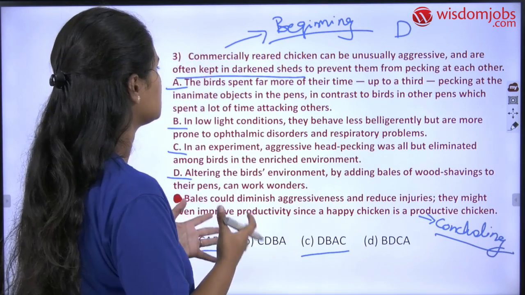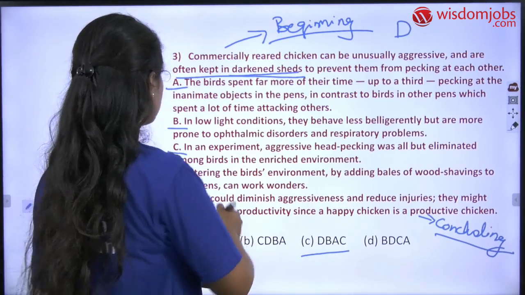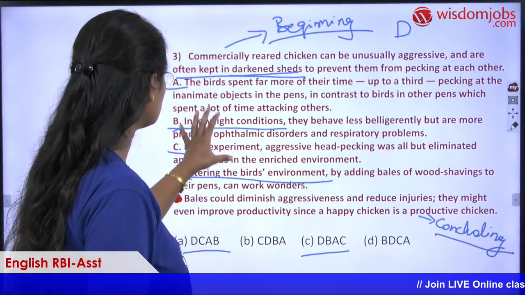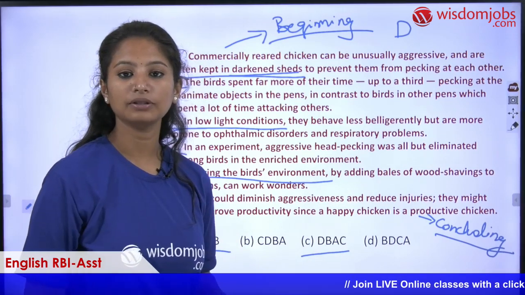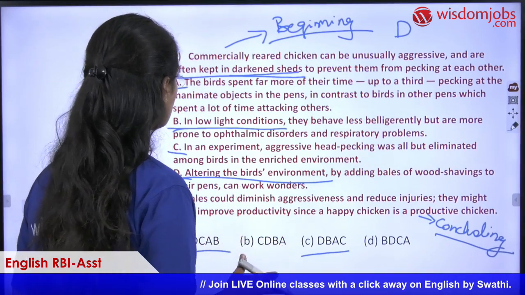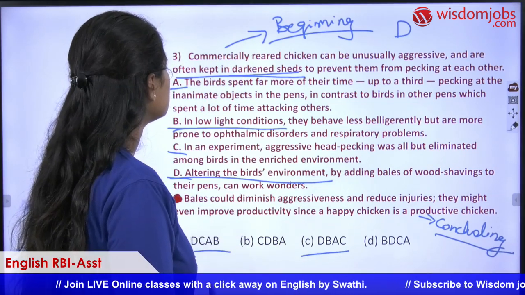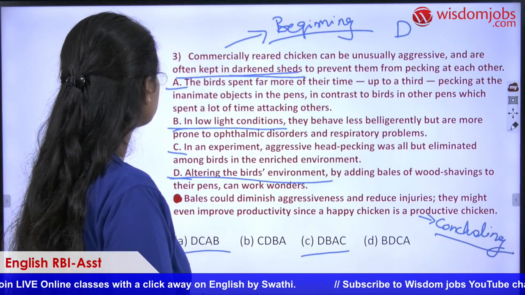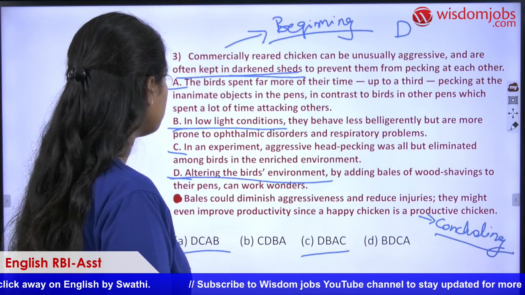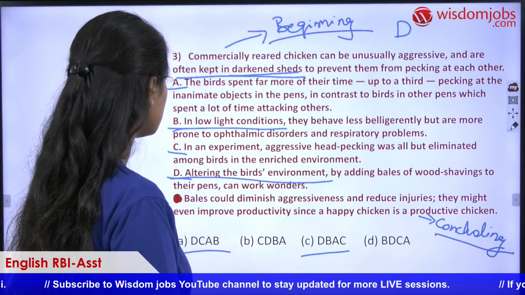There are two sentences which basically talk about places, like darkened sheds. What are the two sentences? In low light conditions, and the other is altering the bird's environment. Basically, two statements are given which talk about the place change of the birds. So now let us link both statements with the beginning sentence. Commercially reared chicken can be unusually aggressive and are often kept in darkened sheds to prevent them from pecking at each other. In low light conditions, they behave less belligerently but are more prone to ophthalmic disorders and respiratory problems.